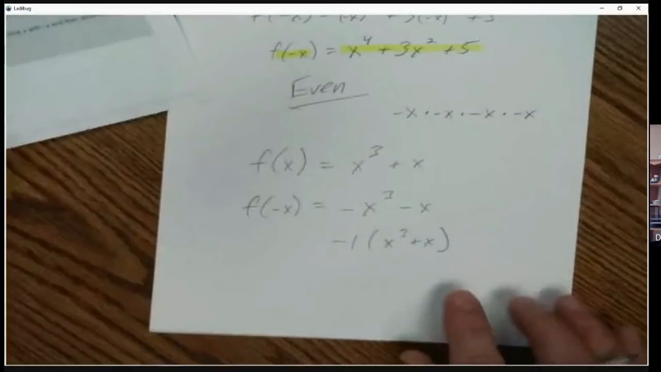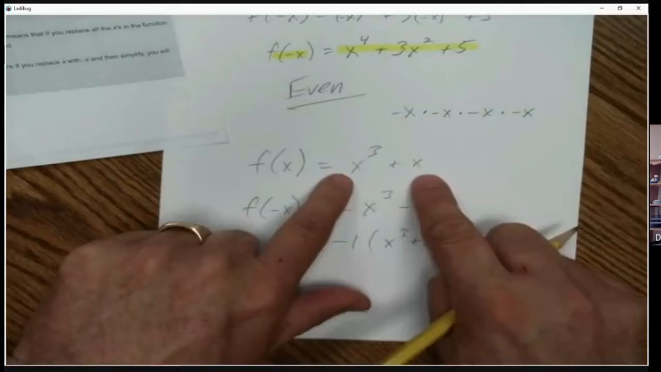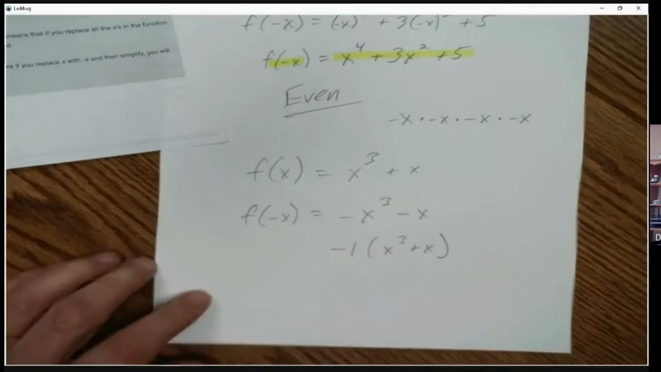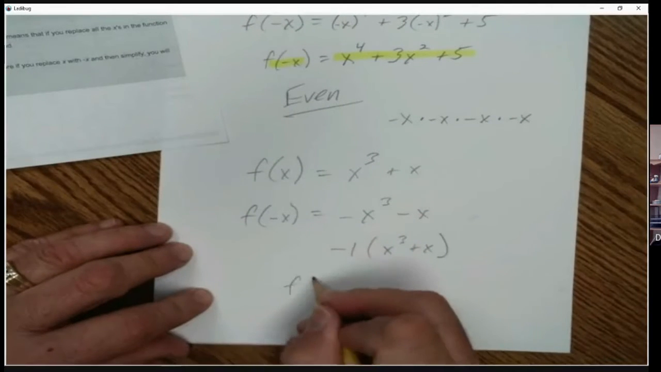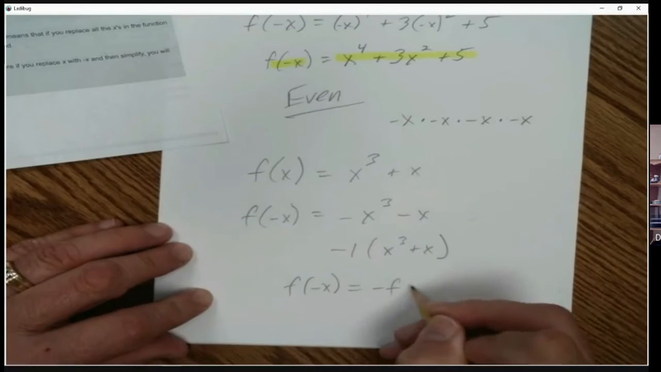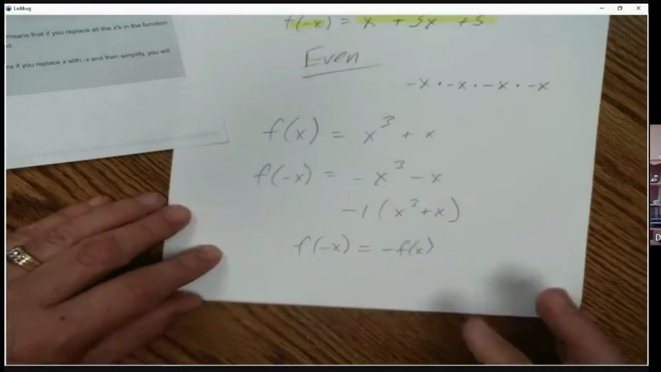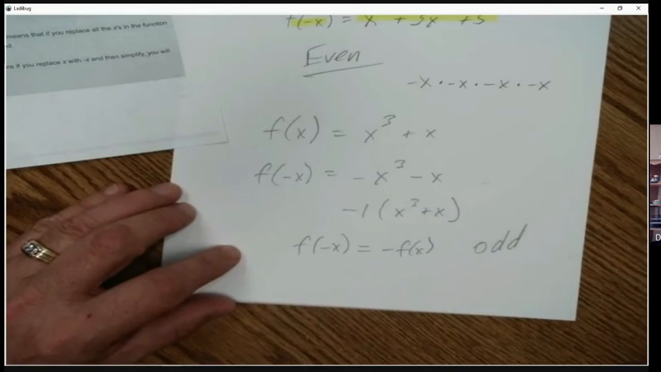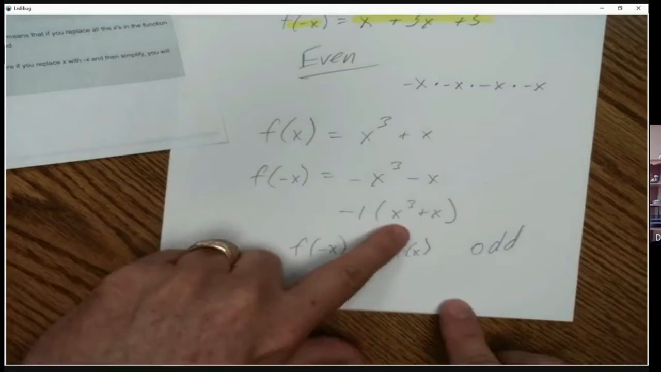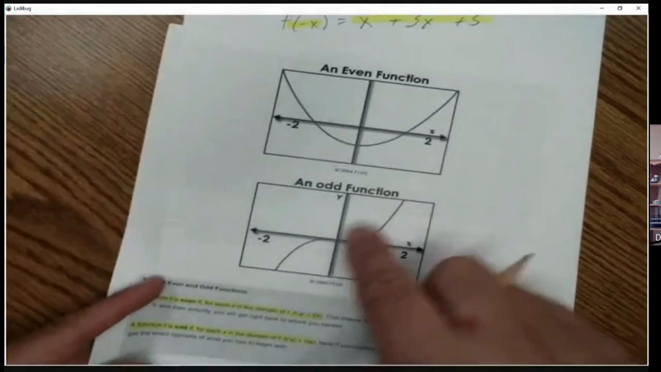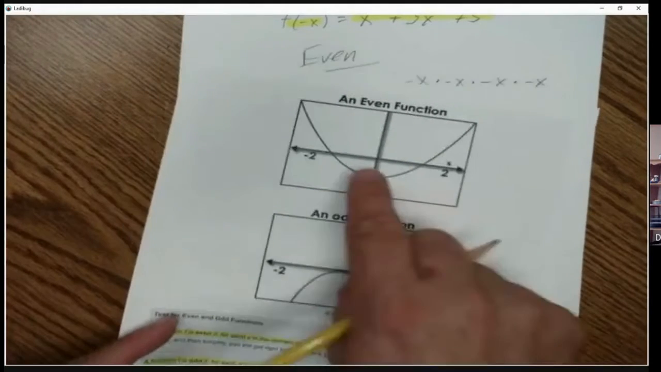We can see that's the same thing as negative f of x, because f of x is that. Because we factored a -1 out of there. So in this case, f of negative x equals the negative of f of x, which tells us this is an odd function. Because it's the negative of f of x right there. So mathematically, graphically, we can see odd functions like that, or even functions.